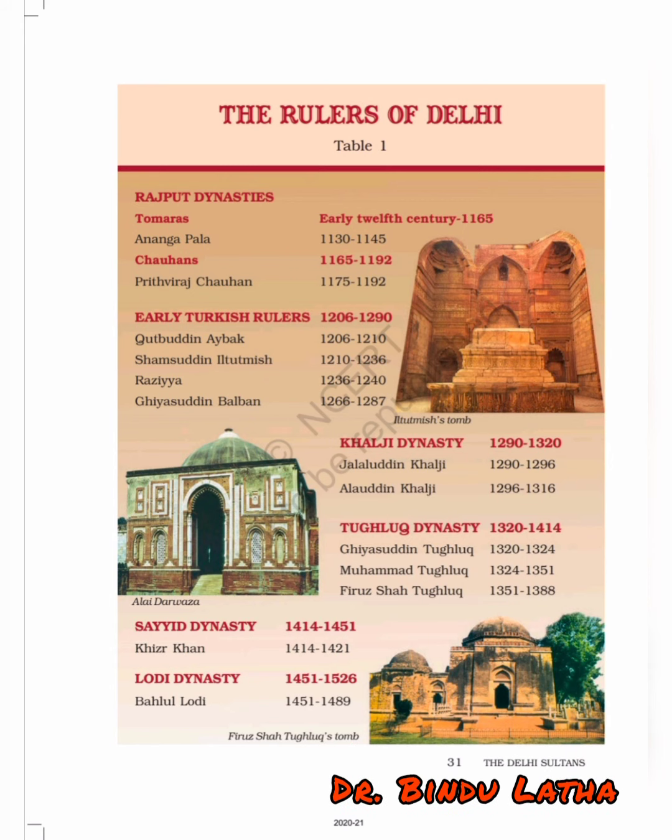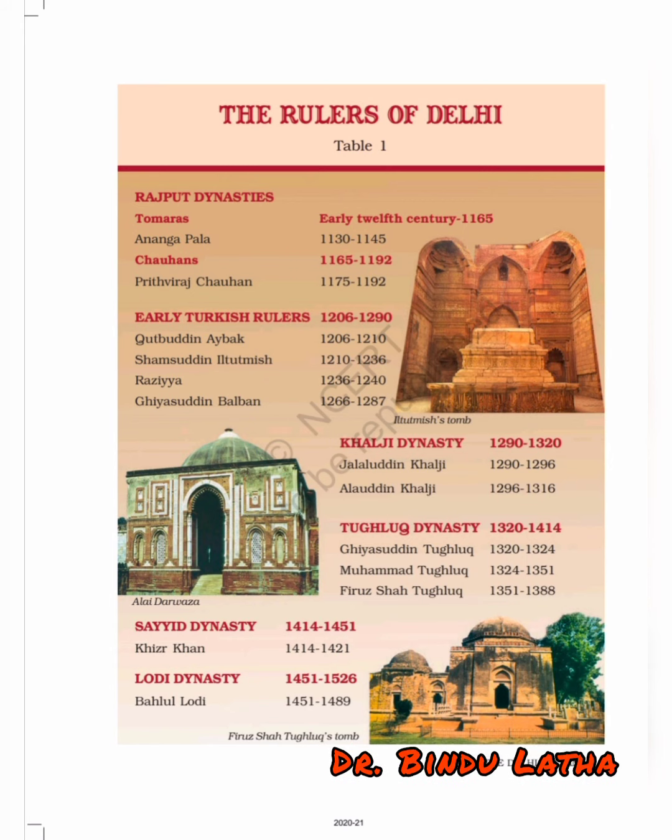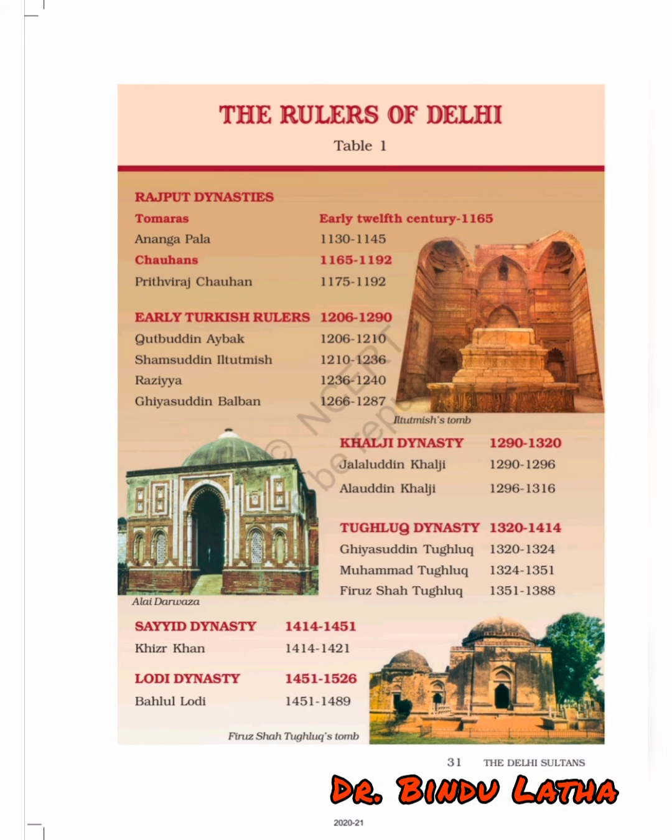And next one is the Tughlaq dynasty. Ghiyasuddin Tughlaq established the Tughlaq dynasty. Muhammad bin Tughlaq and Firoz Shah Tughlaq were the other main rulers. Their capital and language were the same as those of Khilji and other dynasties.